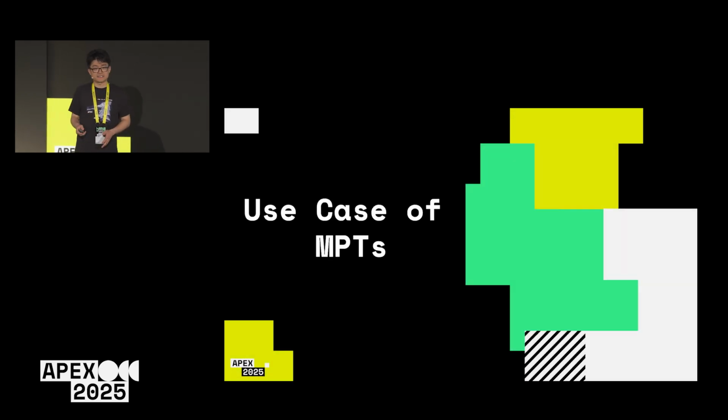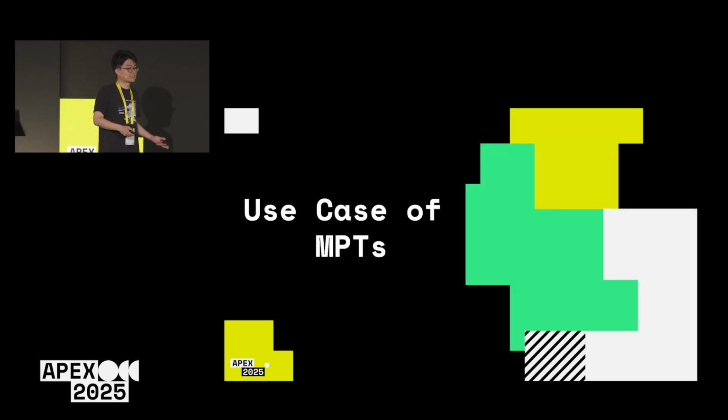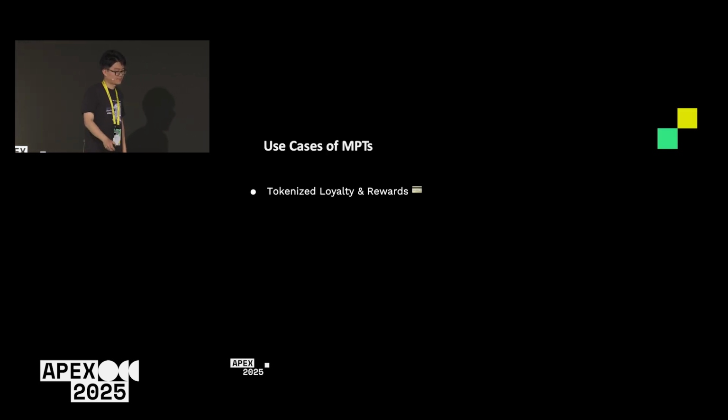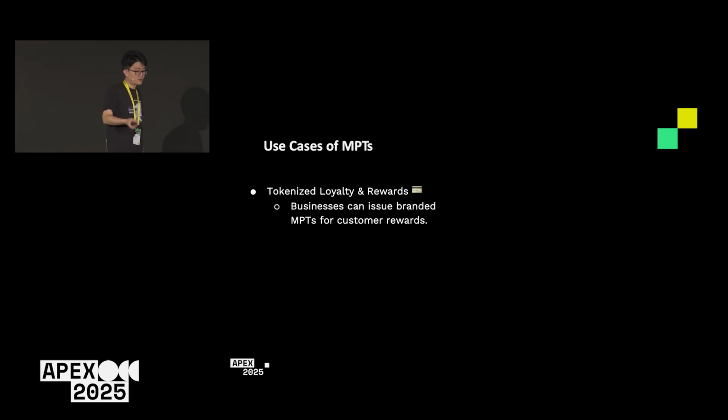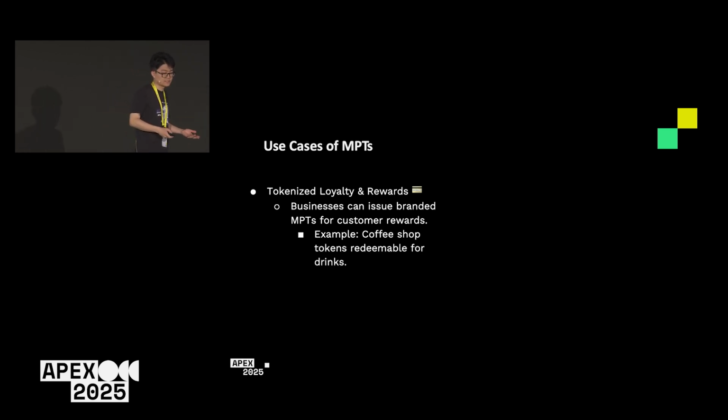Okay, now let's see some use cases of MPTs in the real world. How can MPTs be used? Well, for one, MPTs can be used for tokenizing loyalty and rewards. For example, businesses can issue MPTs for customer rewards, such as coffee shops that want some tokens, and people can redeem the tokens for free drinks.